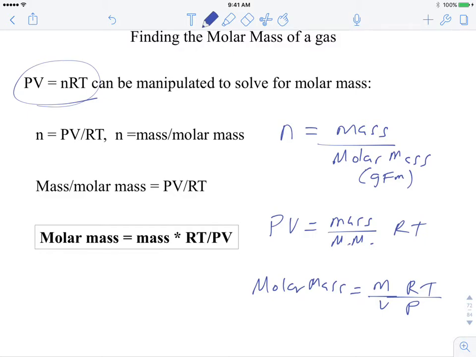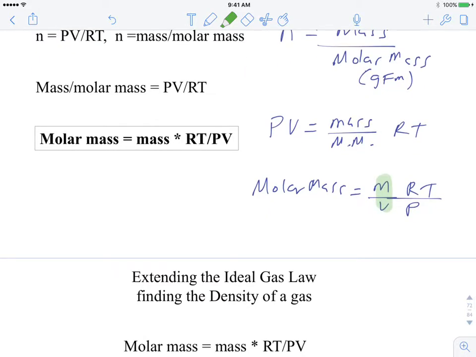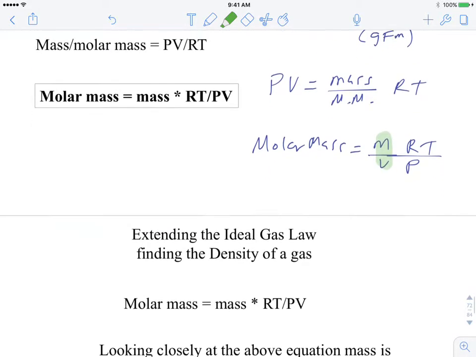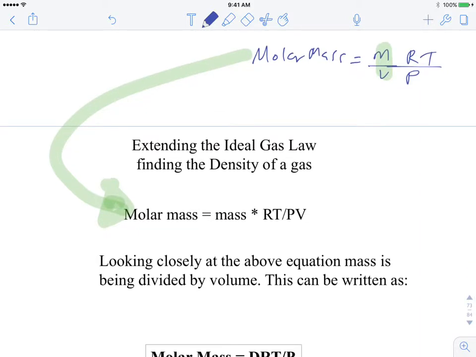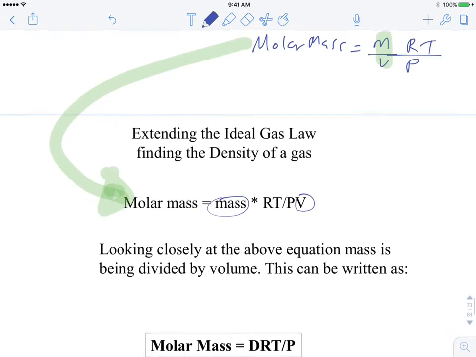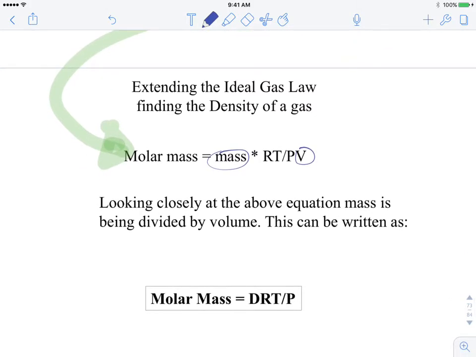Now something else should stick out here for you. The fact that I have mass over volume, I could just make into density, and that's what I do down here in this next slide. I actually derive density from it. I take this equation here, and we derive density from it. So I have my mass over my volume, and so I can just derive density. I have my molar mass equals mass over volume, which is density, RT over P.